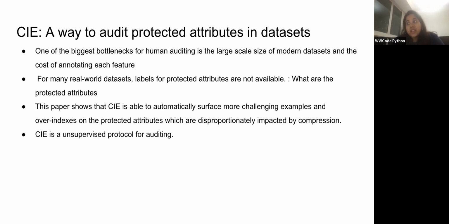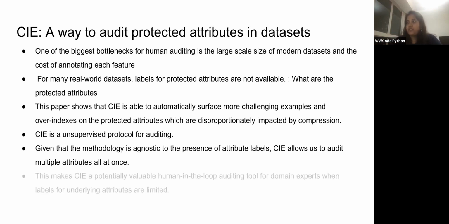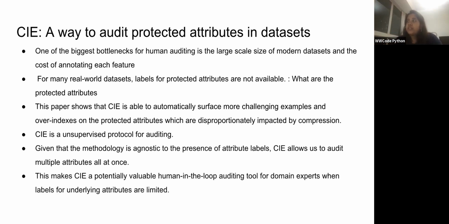And CIE is an unsupervised protocol for auditing, and the methodology is agnostic to the presence of attribute labels. It allows you to audit multiple attributes at once, and hence you could consider it a valuable human-in-the-loop auditing tool, right? Because you still need to go in and see if it did audit right. Another good takeaway is that even though they're suggesting this, they're saying it's human in the loop, which means at the end of the day you do need a bit of human supervision.